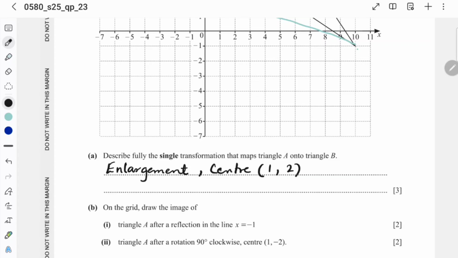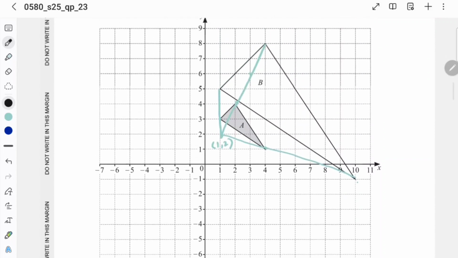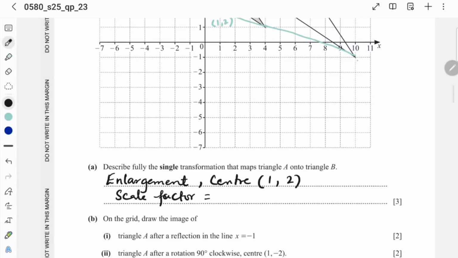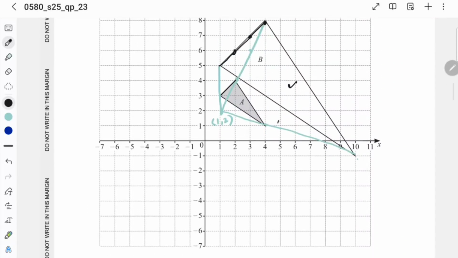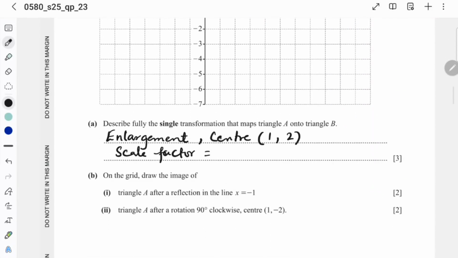Now we have to see the scale factor. Scale factor means the length of image upon the length of object. They are not vertical or horizontal straight lines, so we can just see the length. If I check, this one is 1, 2 and 3, and this is only 1. So 3 upon 1: the length of this is your image and this is your object, because A onto B. So 3 over 1 equals 3. And this was a 3 marks question.